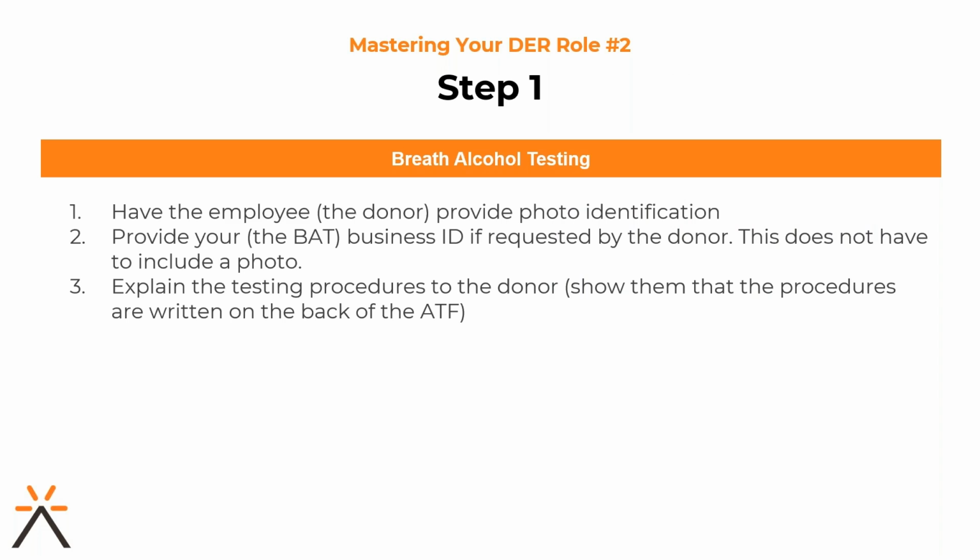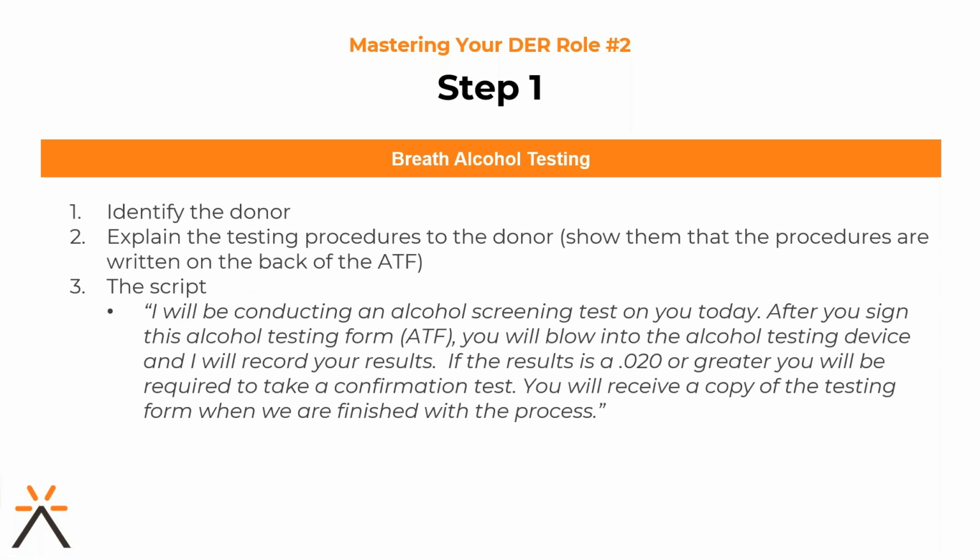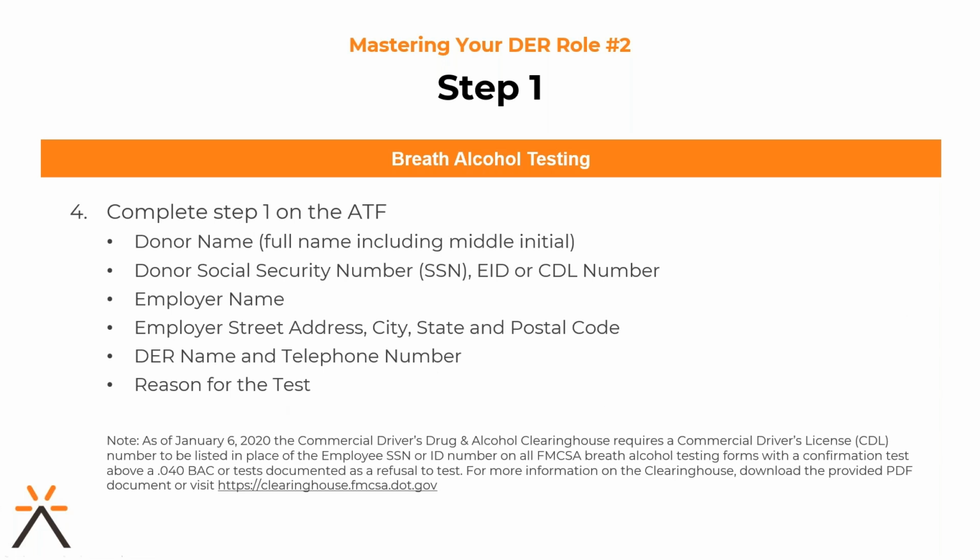And then you're actually going to flip over the back of that alcohol testing form, and on the back are directions. Then you're going to show them the procedures on the back of the alcohol testing form. Then there's a little script that you can say simply: hey, I'll be conducting an alcohol test on you today. After you sign the alcohol testing form, I'm going to have you blow into the alcohol testing device, and I will record your results. If the result is a 0.02 or greater, you will be required to take a confirmation test. You'll receive a copy of the testing form when we're finished with the process. Right there, it's a nice synopsis of what's going to happen today.